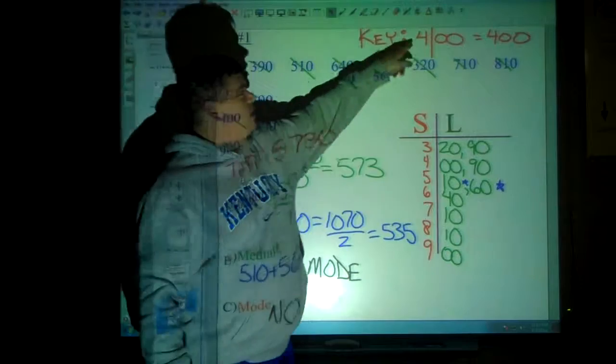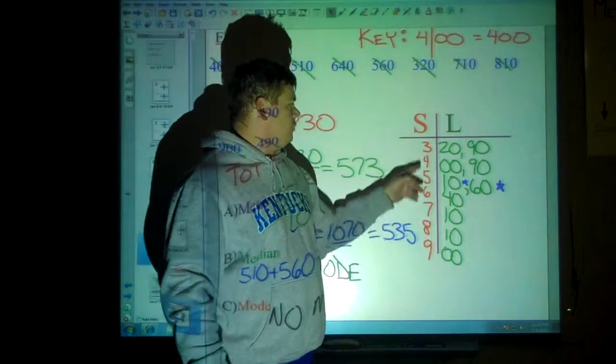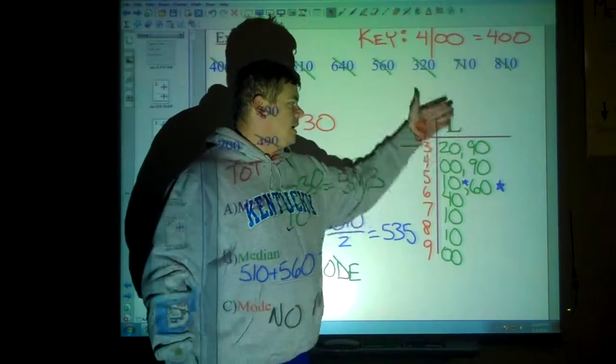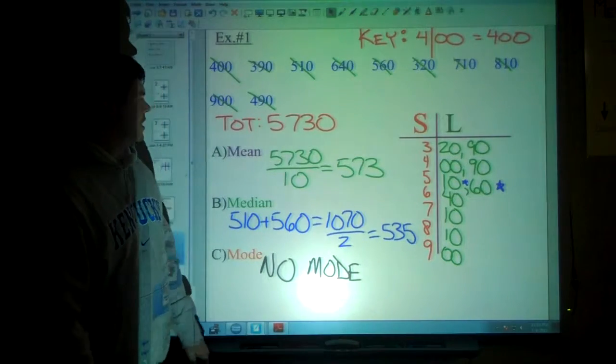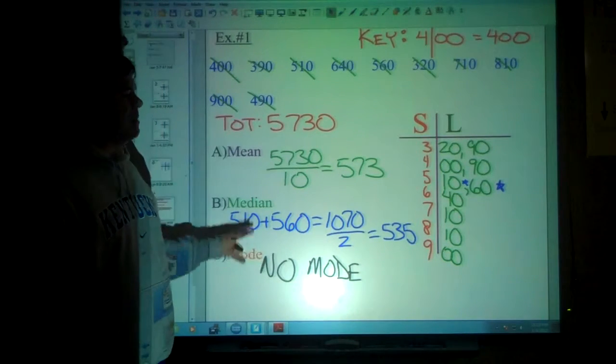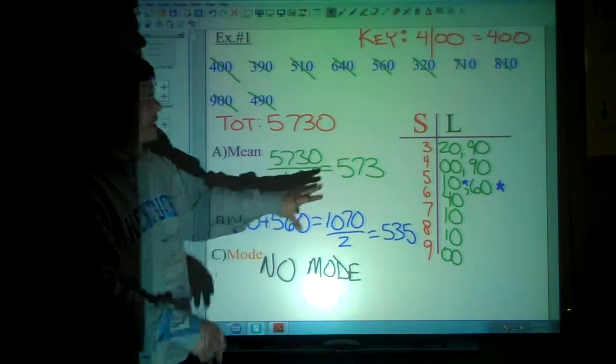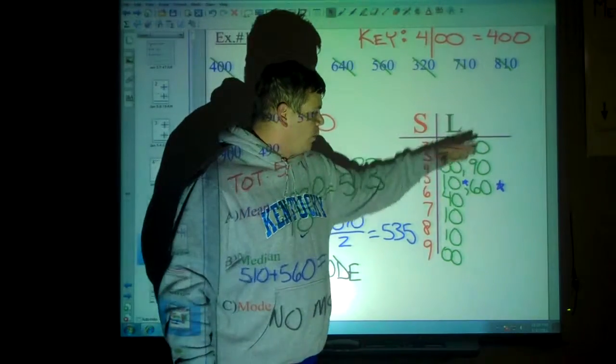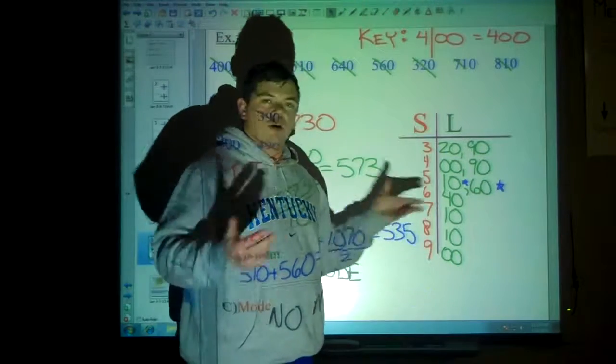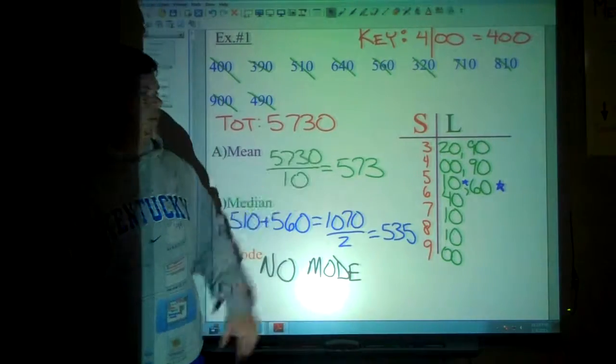So the key tells me the 4 | 0 is 400, and 4 | 90 is 490. That's how I can interpret the graph itself, the stem and leaf plot. And I can still find the mean, median, and mode from the data itself. So it's just another way of forming the data to get an idea of where some of them group, where most of them are, and whether it stretches out as it gets bigger. You can still get a display of the data itself.